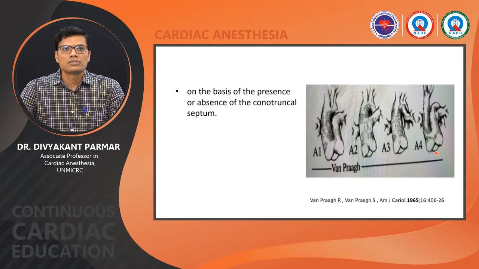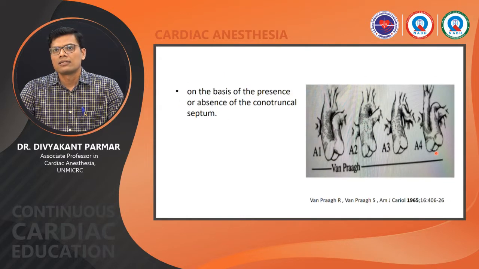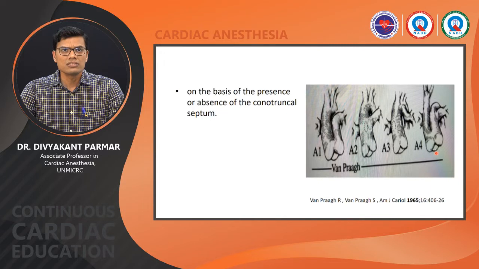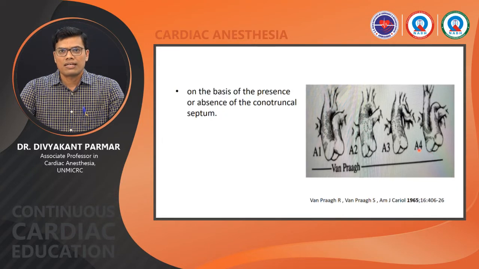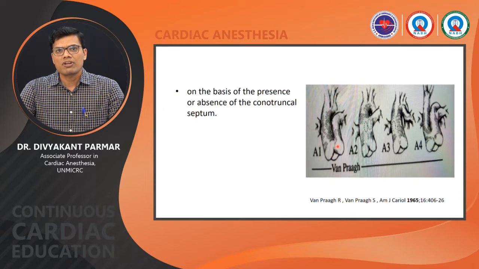Coming to the second classification, that is developed by Van Praagh and Van Praagh in 1965. This is done on the basis of presence or absence of the conotruncal septum. There are four types. Type A1 corresponds to type 1 of Collett and Edwards, in which there is partial development of the conotruncal septum. So there is still an aorta and pulmonary artery coexisting.